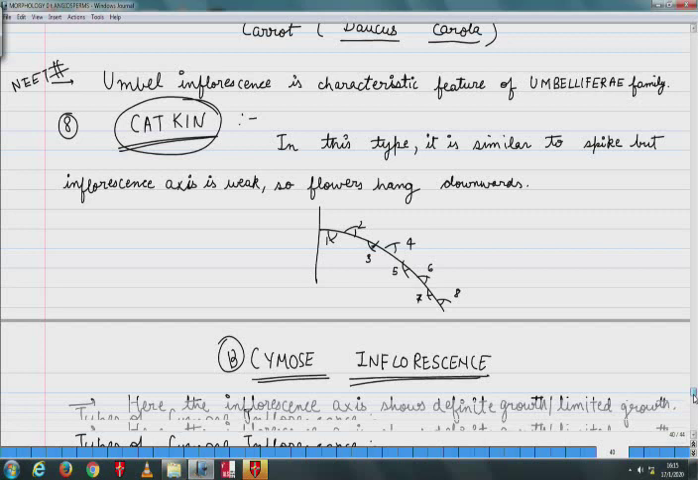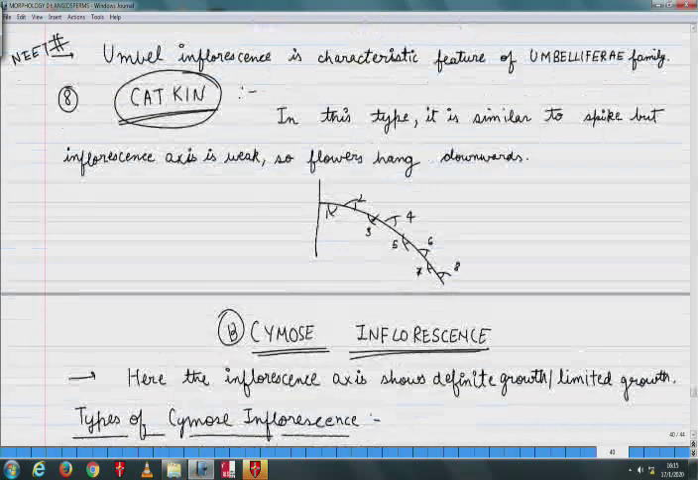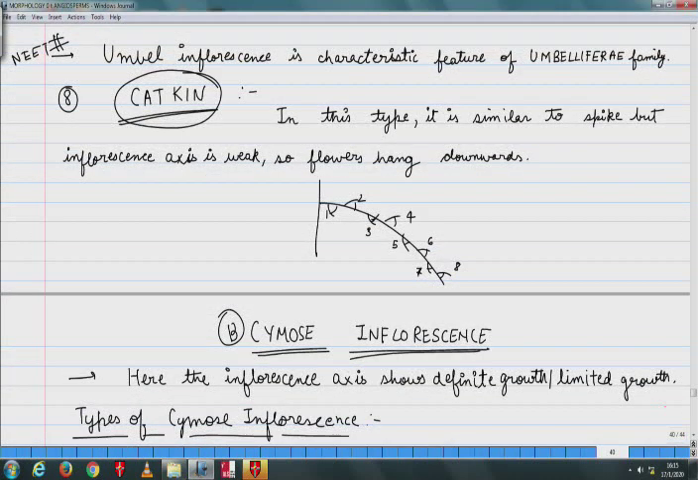Then there is catkin inflorescence, in which the inflorescence axis is weak, so flowers hang downwards. Then there is one more type of inflorescence called the head or capitulum. So I think I did not give it to you yesterday. Head or capitulum inflorescence.